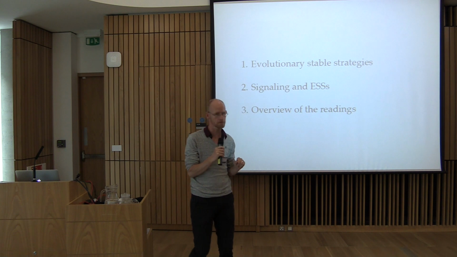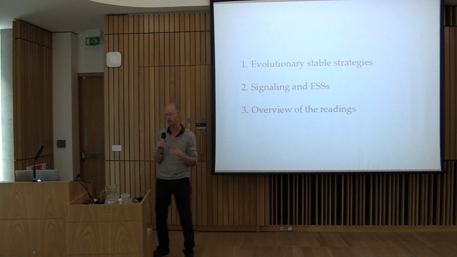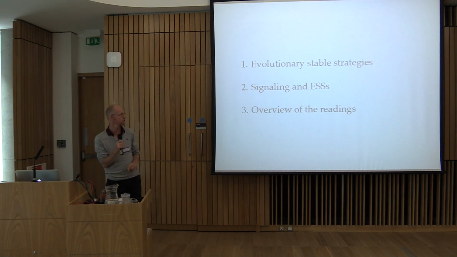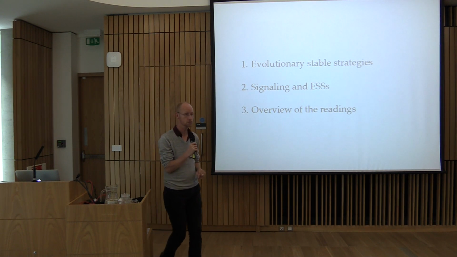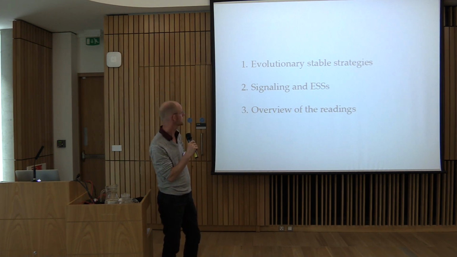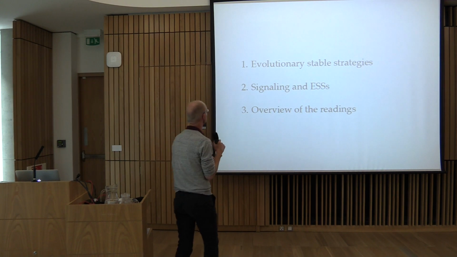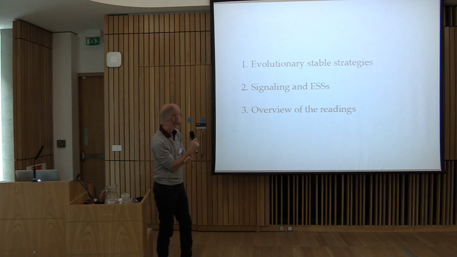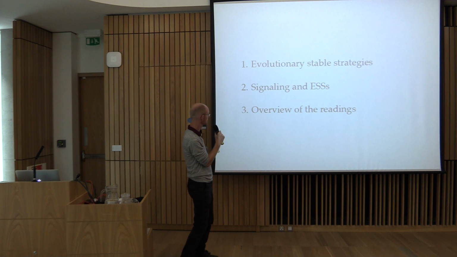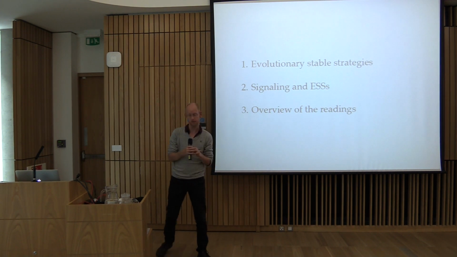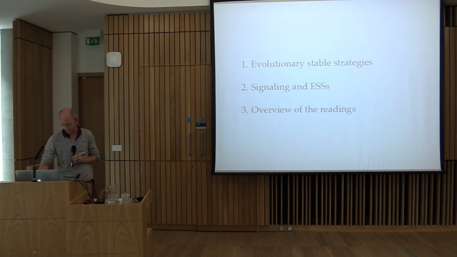But before we do that, we're going to look at games, or signaling games, from an evolutionary point of view. But first I'm going to tell you more about evolutionary game theory and the solution of games from an evolutionary point of view. And that's evolutionary stable strategies. Then we apply that to signaling games, and then we say some of the results of the literature.